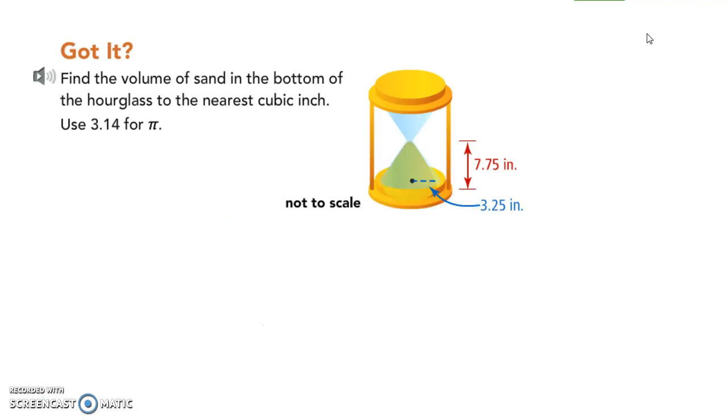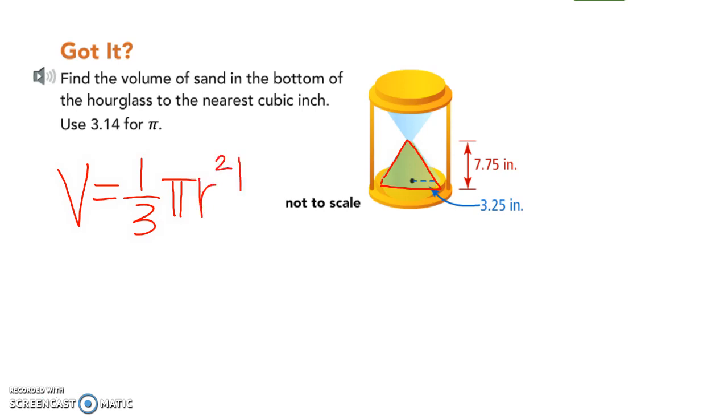So here we go. Find the volume of the sand in the bottom of the hourglass. So we're really just looking at this part of our hourglass. Told us to the nearest cubic inch, and we're going to use 3.14 for pi. Call this example 4 in your notes and do it with me.